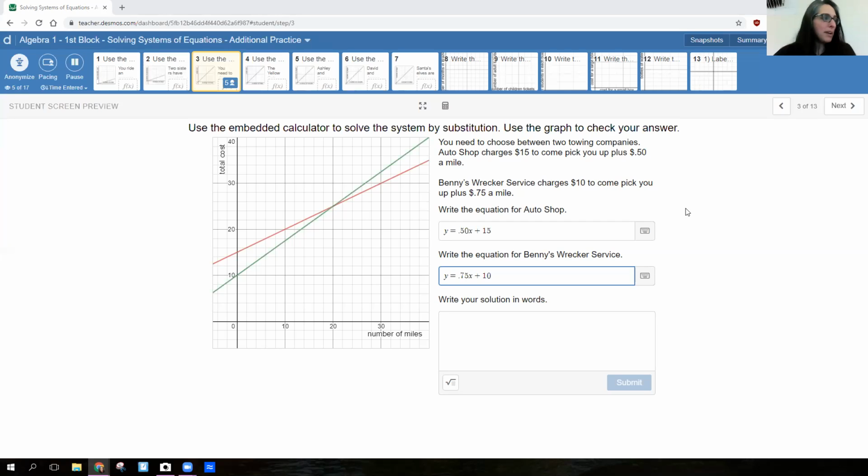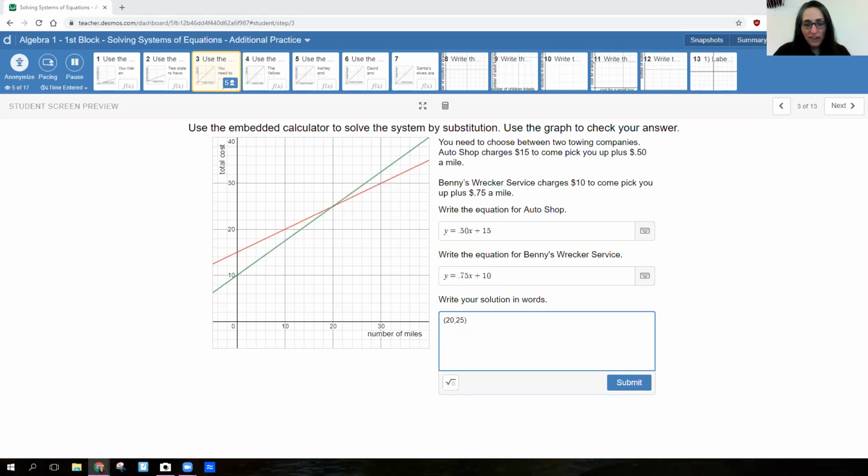Okay, I see a lot of people have the solution. That's good. Now we just have to write it in your own words. So I agree with 20, 25. Excellent. Nice job.